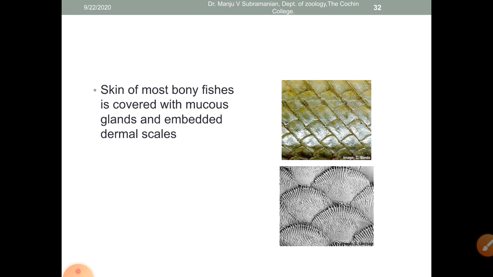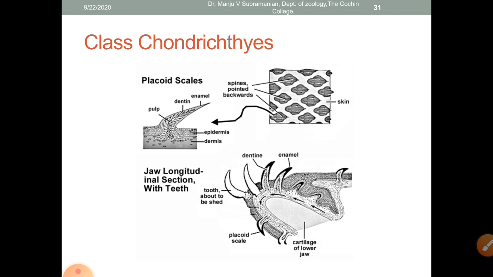The most important part is that the amount of scale coverage is much less in the rays and the chimeras, and the skin is rough, sandpaper like. The skin appears like sandpaper, and it is used as a source for shark green.